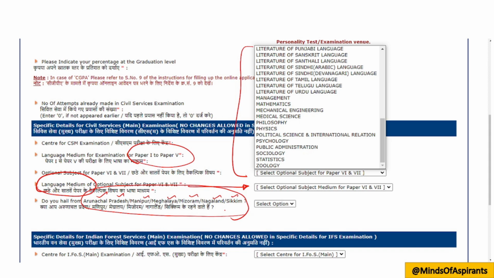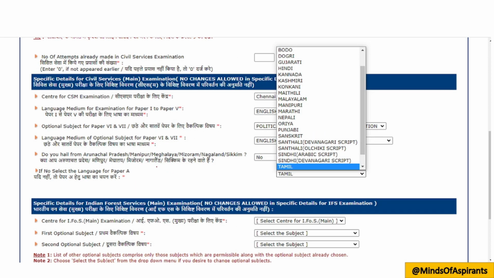And if you are a person belonging to these states in the Northeast, Arunachal Pradesh, Manipur, Meghalaya, Mizoram, Nagaland and Sikkim, you don't have to write a language paper, that is the regional language paper. People belonging to these states need not write. Others who belong to other states of India have to choose one regional language.